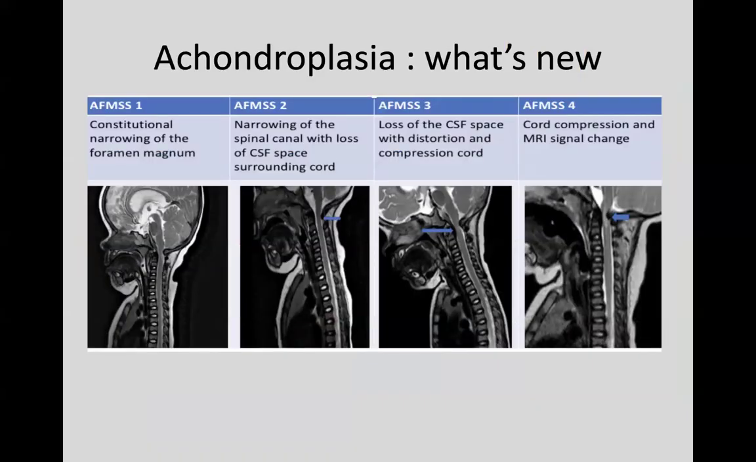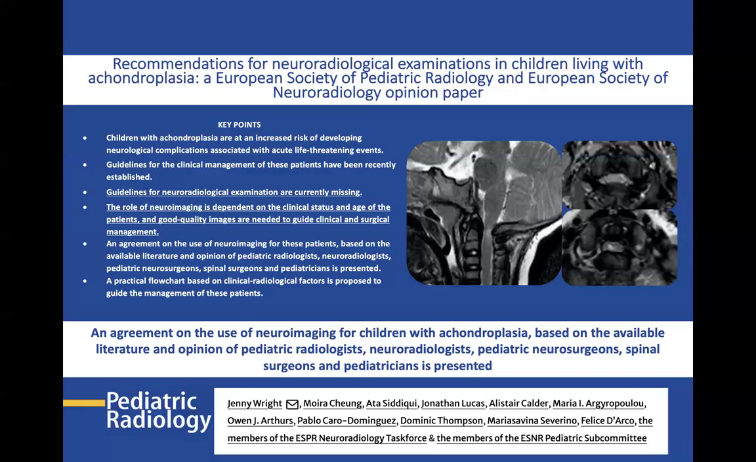Two words about what is new in the world of achondroplasia. A paper was recently published, actually a couple of papers, on the achondroplasia foramen magnum score, basically saying that if you see narrowing with impression on the cord and abnormal signal on the cord, we are dealing with a higher score, 3 or 4, and this may trigger, together with clinical abnormalities, for instance in the sleep study, the operation. So we need to use MRI to check the status of the spinal cord, not only at the level of the craniovertebral junction, but also at the lumbosacral level.